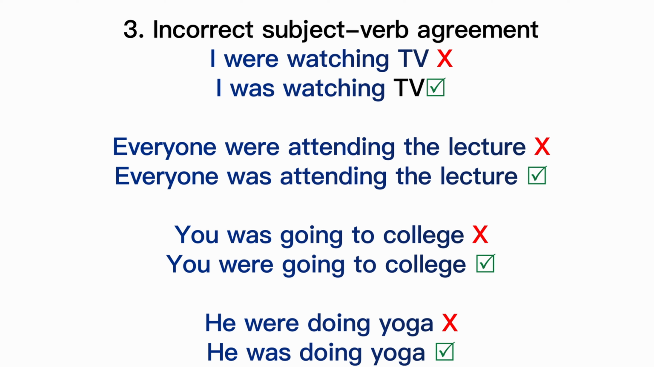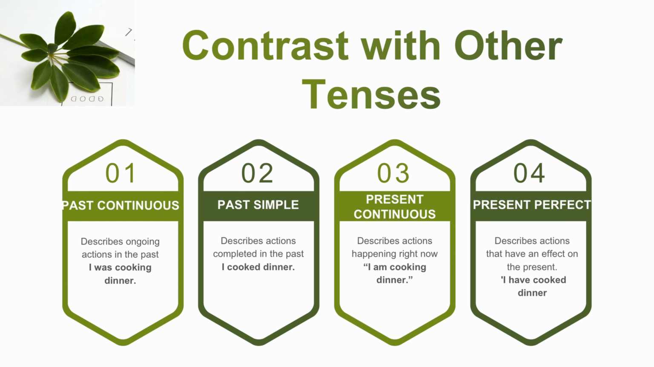You was going to college is wrong. You must say you were going to college. He were doing yoga is incorrect. You must say he was doing yoga.